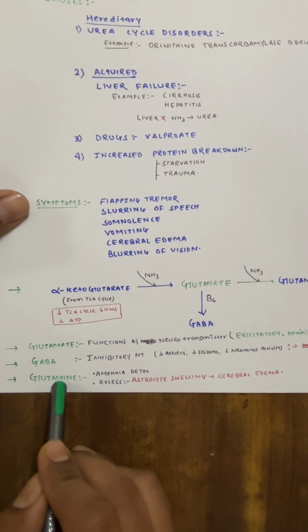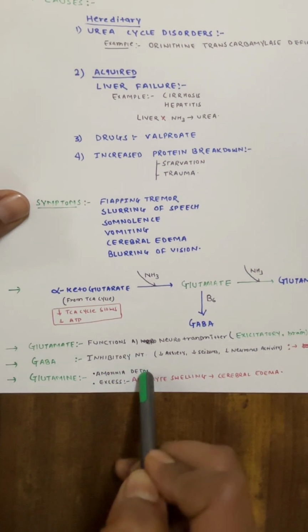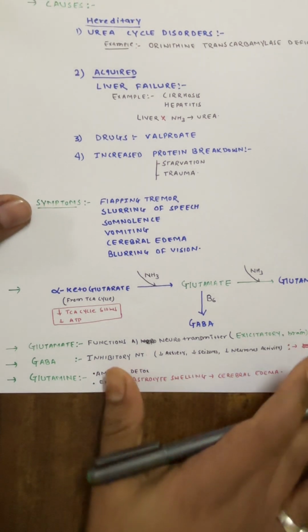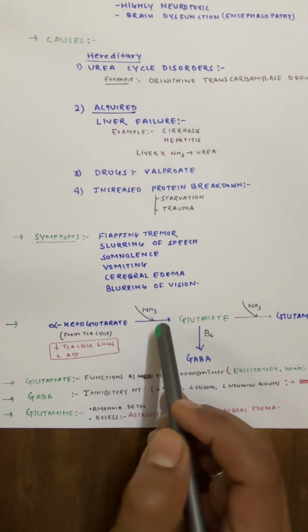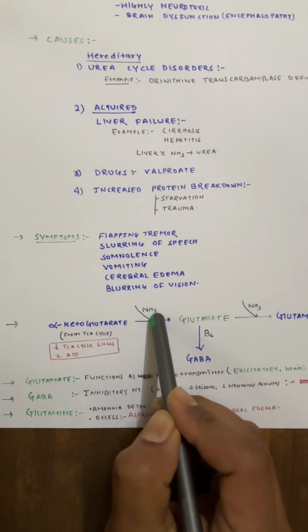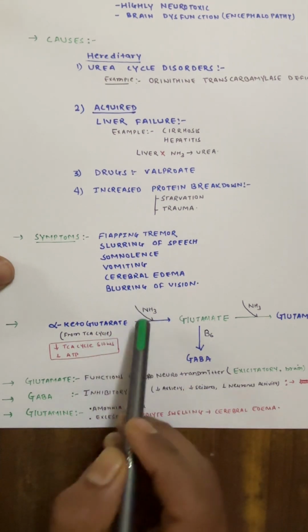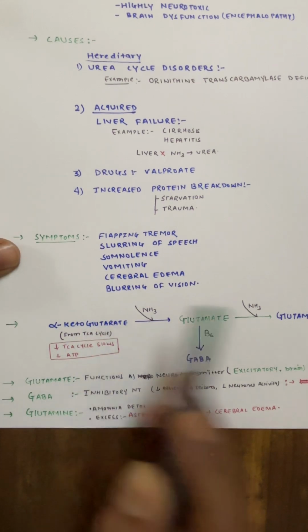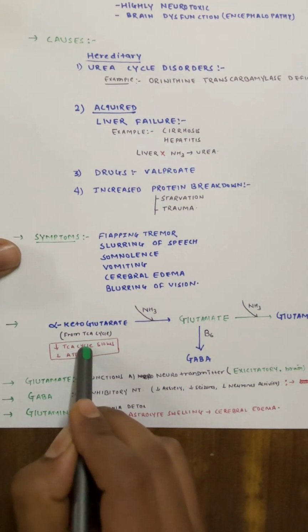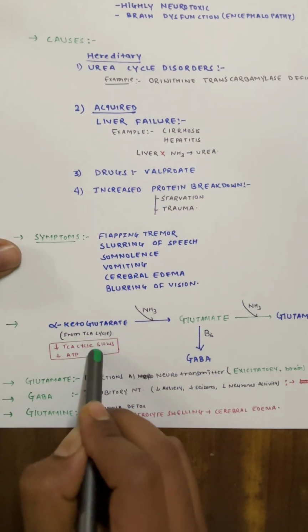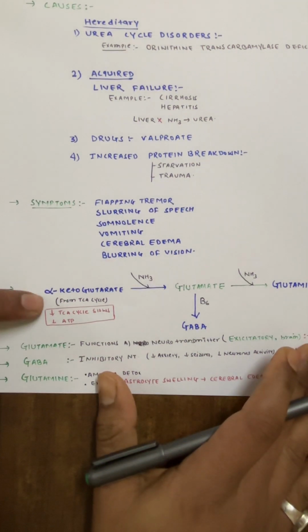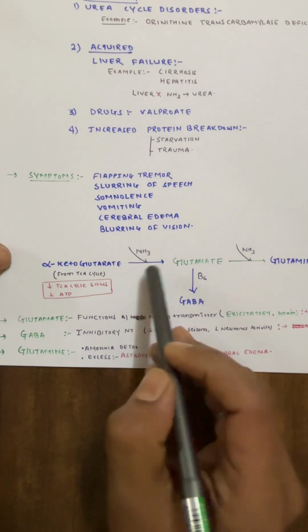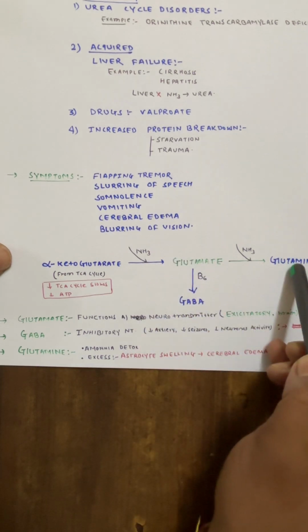Now talking about glutamine, it actually detoxifies ammonia. Now suppose in case of hyperammonemia, when there is more NH3 in the blood, more NH3 will combine with alpha ketoglutarate, and that will lead to what? Decreased TCA cycle, or the TCA cycle will slow down, then there will be less formation of ATP. Okay, one condition is this. Now the second condition is more glutamate will form more glutamine.